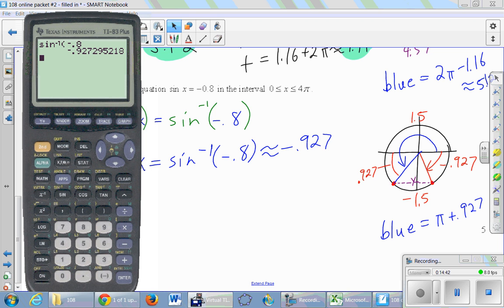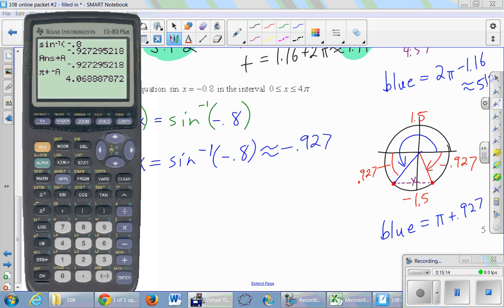Okay, so how about we store this thing as a before we lose it. And then we're going to add pi to this. Oh, we got to be careful here. We're going to negate that number. So we're going to do pi plus, and then negative a. So I think that'll turn it into a positive 0.927, and that seems okay to me. 3.14 plus the 0.9, so that's right. 4.067. So that's our other fundamental answer. Let's store that as b before we lose it.